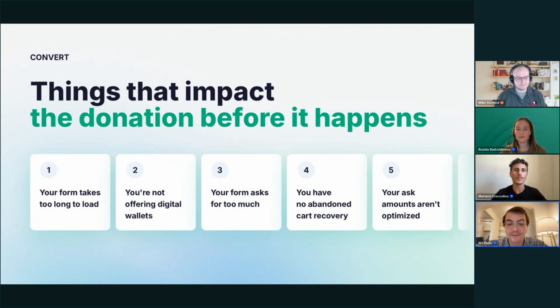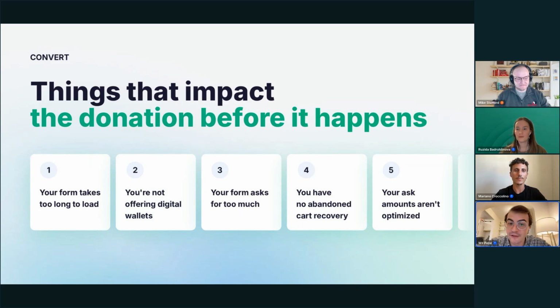Secondly, many organizations are not offering digital wallets. I know that when I especially am making a transaction on my phone, having the button to click Apple Pay is so easy. And in fact, I'm upset if there isn't a button to click Apple Pay. Oftentimes, my credit card is on the other side of the room, and I've got to get up and walk over there. You might have lost me.